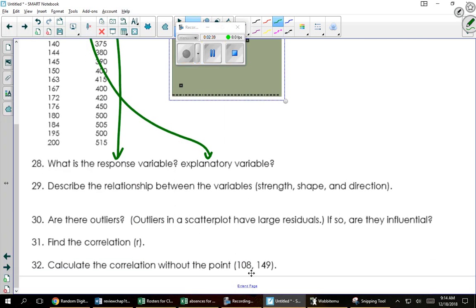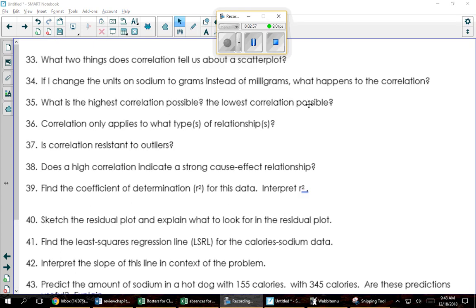Calculate the correlation without that point, so I can just delete that point and find the correlation. What I might choose to do is copy these two lists into another list and then delete the point so I still have the original data, but it's just finding the correlation with that point missing. So as I continue through this, correlation measures strength and direction of linear relationships. So it tells me how strong the relationship is and whether I have a positive or negative association.